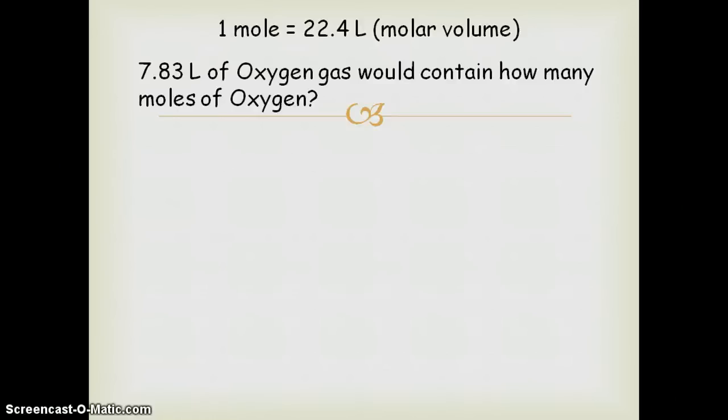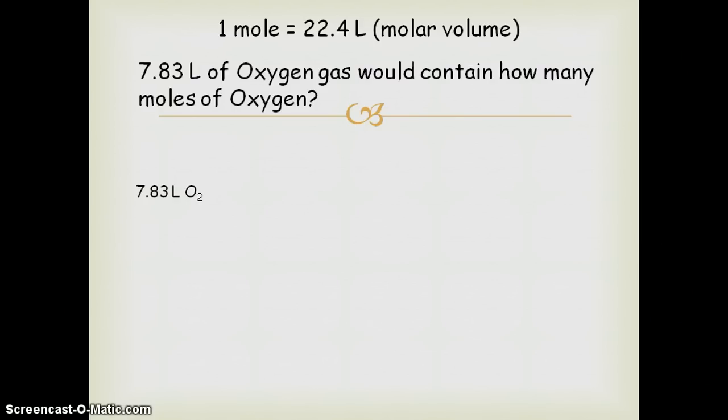All right, now that you've given it a shot, we want to set it up and show you how it's done, and I want you to try to match this to your own attempts. So if we take a look, we always want to put what we know in the upper left hand corner. We know that we have 7.83 liters of oxygen, okay, and remember that oxygen gas is O2. It's that diatomic molecule.